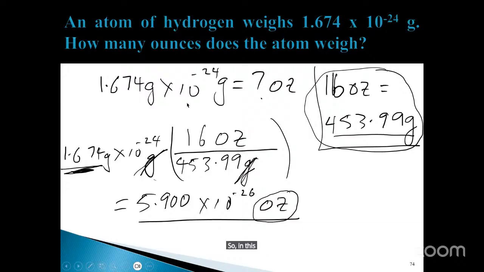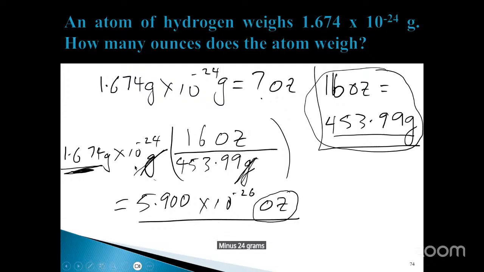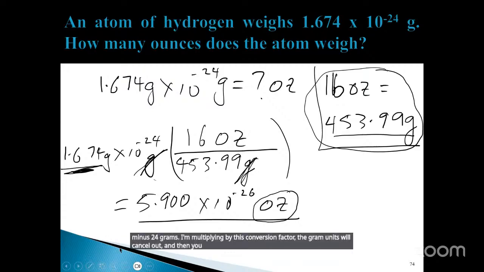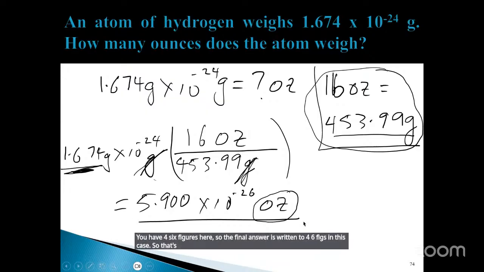So in this case, we're converting from grams to ounce. So that's 1.67 times 10 to the minus 24 grams. And multiplying by this conversion factor, the gram units will cancel out, and then you do the number crunching, and you'll notice that in this particular case, you have 4 sig figs here. So the final answer is written to 4 sig figs in this case. So that's basically how that is done.